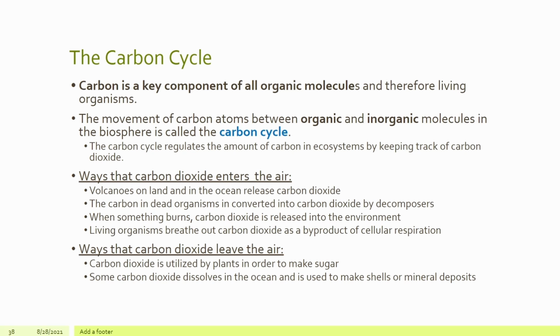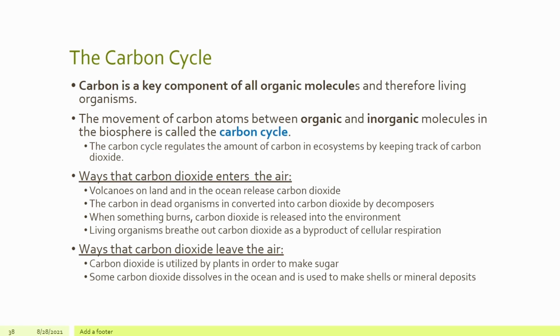We're looking at the movement of carbon atoms from organic and inorganic molecules and how they move in the biosphere. That's what's called the carbon cycle. It regulates the amount of carbon in ecosystems. It keeps track of carbon dioxide mainly, which is considered inorganic. And we'll see how carbon dioxide can be converted back into an organic molecule, something like glucose, which is C6H12O6.